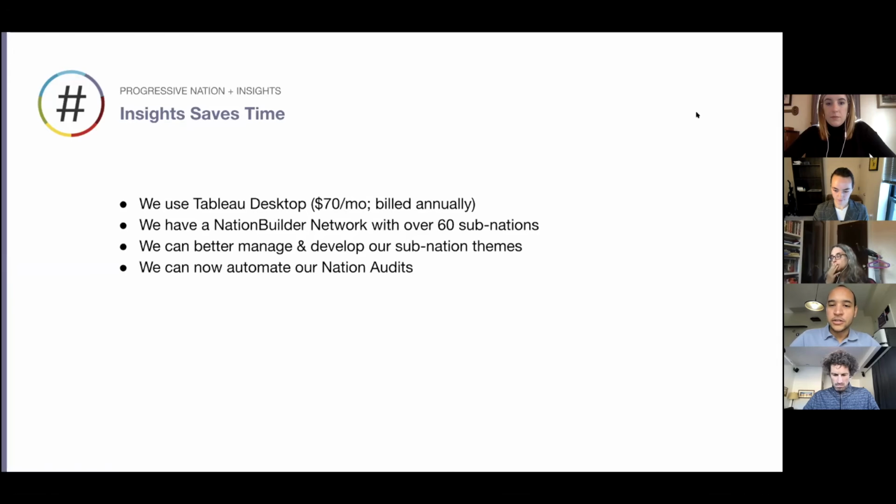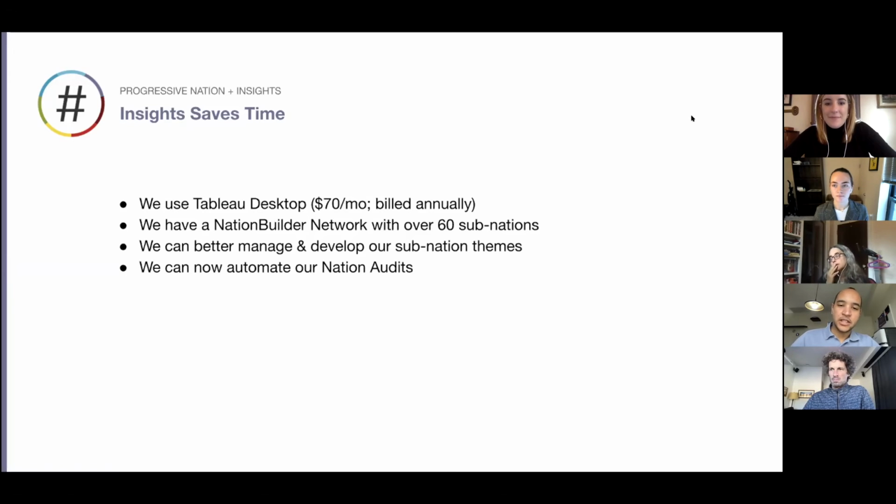And then the other major use I'll touch on is our internal use, which helps us manage our sub-nation themes. And while I'm talking about this from an agency client perspective, there's a lot of things that many of you will be able to use in your own. And if you have sub-chapters or chapters or sub-nations, a lot of this will apply.